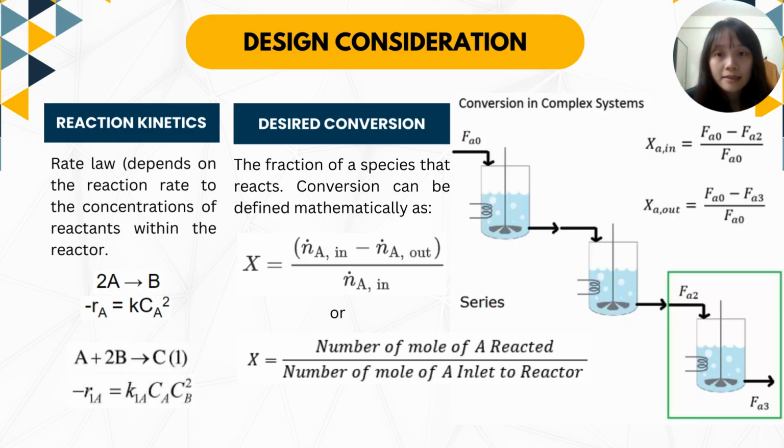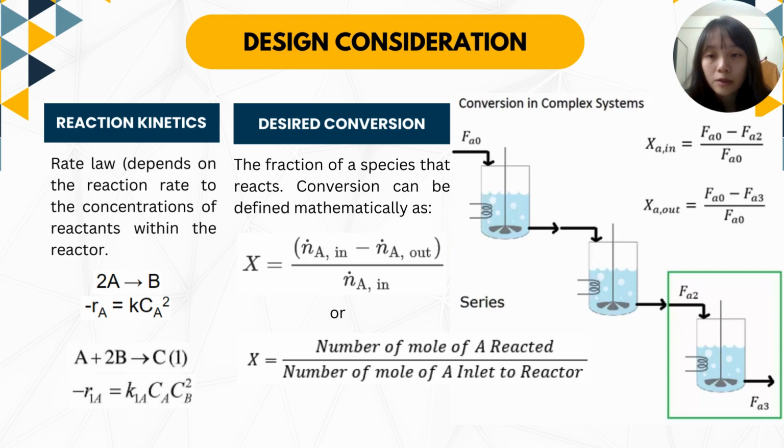For the mechanical design, we take an example for the CSTR. We need to consider the reaction kinetics. The rate law relates the reaction rate to the concentrations of reactants within the reactor. For the first example, 2A becomes B, so the reaction rate will be k C_A to the power of 2, because the reactant A has the coefficient of 2.